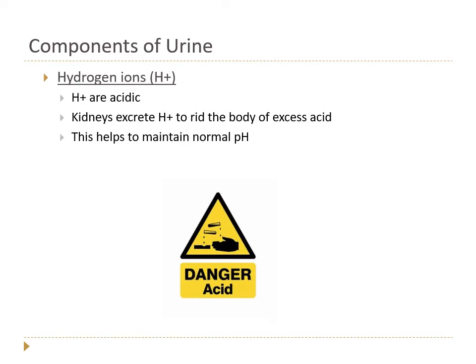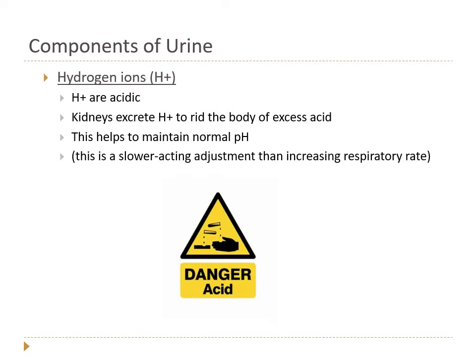Another component of urine is hydrogen ions, right, which are acidic. And so our kidneys have the capacity to excrete hydrogen ions in the urine in order to get rid of excess acid in our bloodstream. So this is crucially important for homeostasis in terms of maintaining a normal pH in our bloodstream. And this is also a kind of more long-term, slower acting adjustment than respiratory rate.